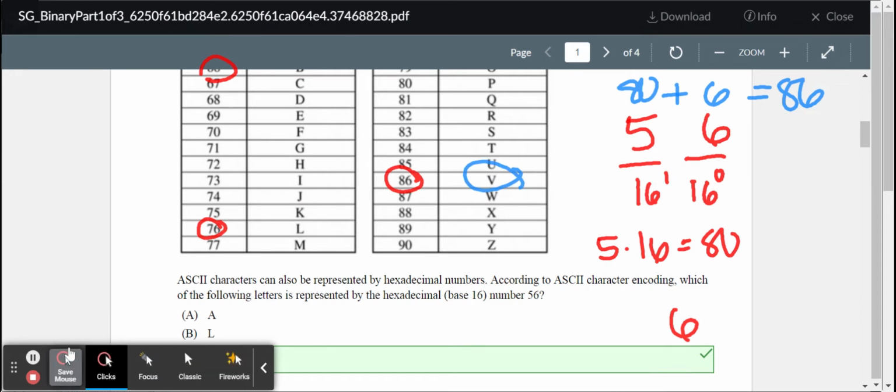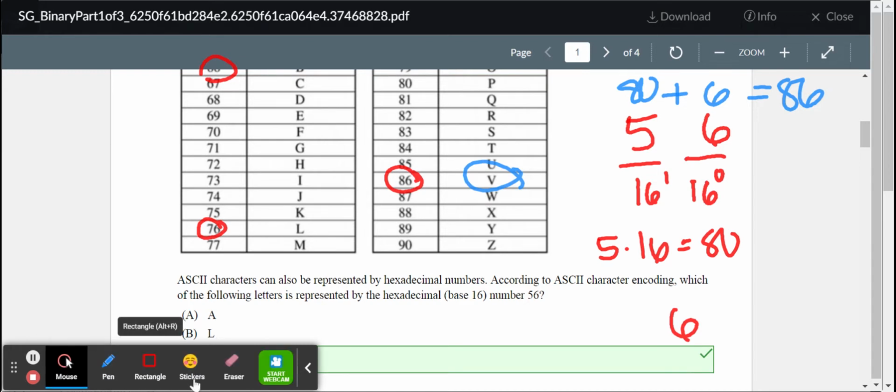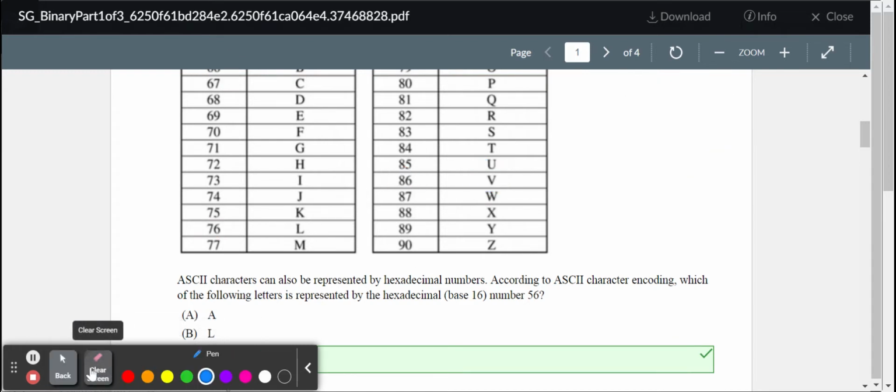That's the easiest way to break it down. Remember, base 16, we start at 16 to the 0 power, which is just 1, right? Anything to the 0 power is 1. So 6 times 1 is 6 units. And then 16 to the first power is 16. So 16 times 5 is 80 units. Add that together, and it turns into our decimal equivalency that we're used to. We get V. There we go. Bam. Boom. Good. Moving on.